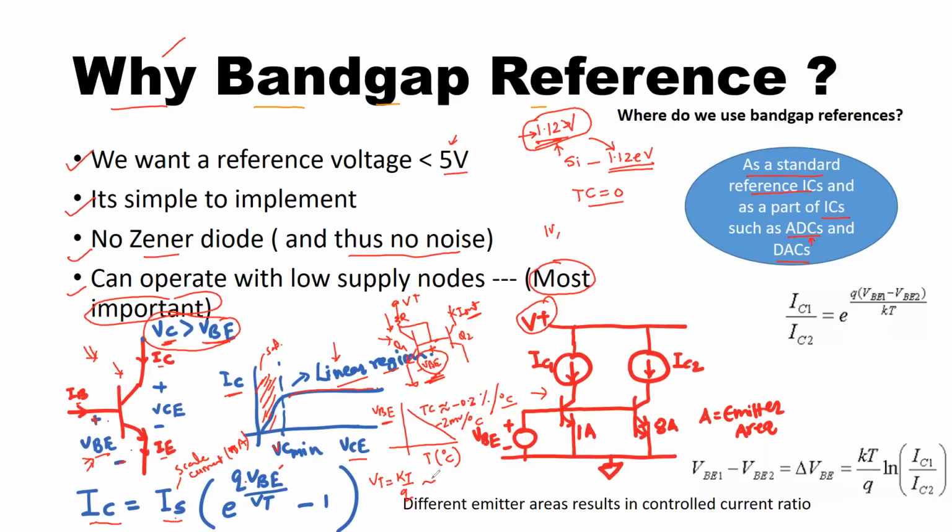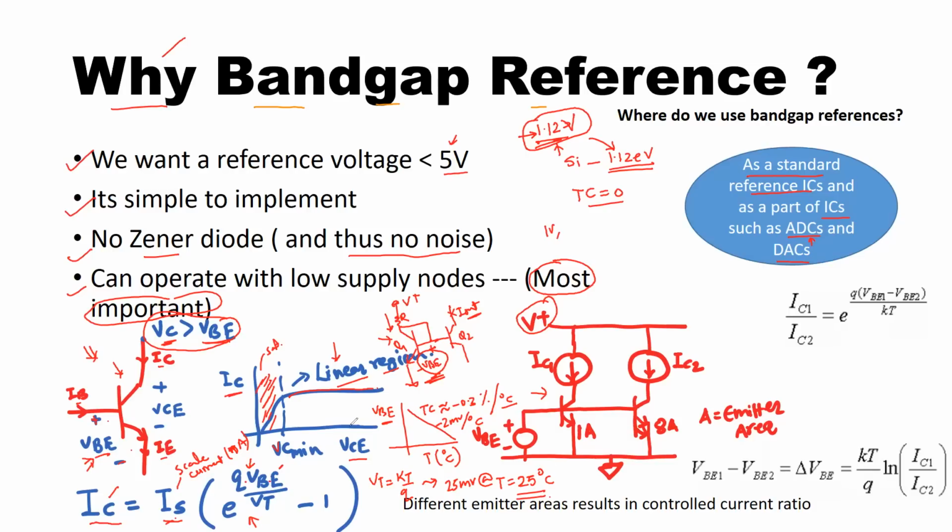So at room temperature, you have the value of 25 millivolts at temperature T equal to 25 degrees centigrade. So if this term is very much greater than 1, then the equation approximates to IS multiplied by this factor. So you see now there is a relationship between your current IC and the VBE of the transistor.